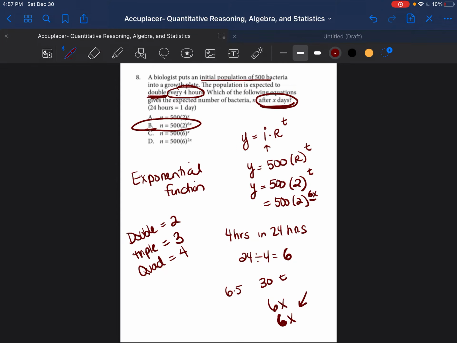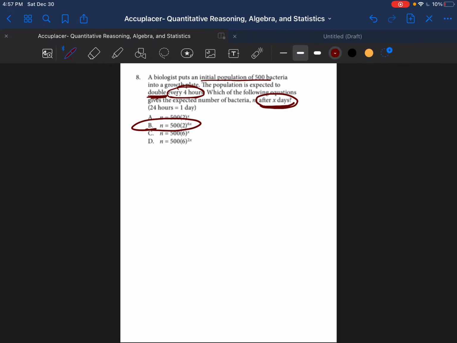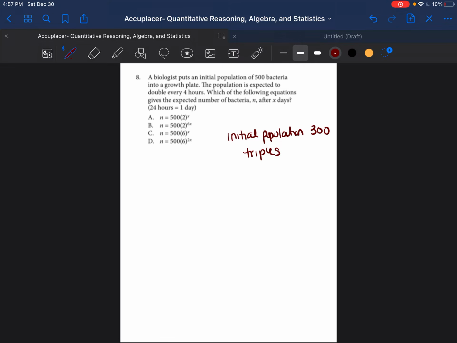Okay, so I'm going to erase this, and I'm going to give you another for instance. So say the question says this. Say the initial population is 300. We're going to say that it triples every 6 hours. And the same question is going to be, how much after X amount of days?